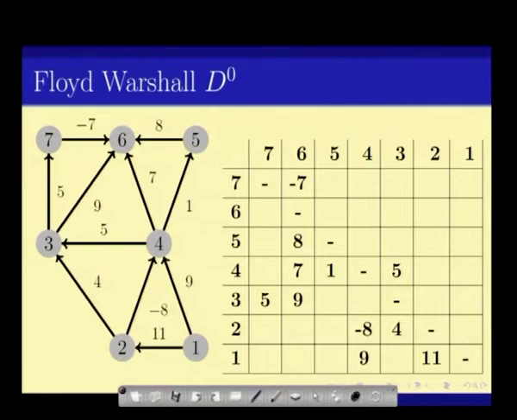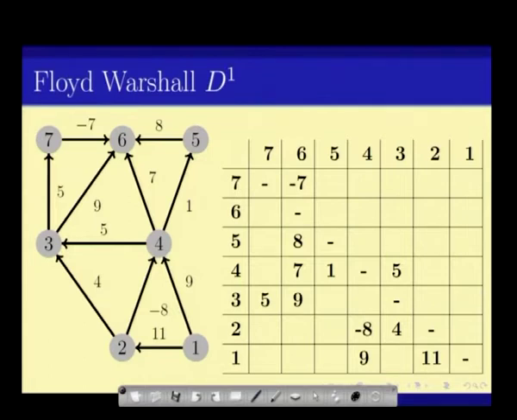Here D0, meaning I am not allowed to use any vertex. If I am not allowed to use any vertex in the intermediate stage, then how can I go from one vertex to another? The only way is if they are adjacent. In other words, I can go from 1 to 4 only if there is an edge from 1 to 4. So, 1 to 4 I can go by 9, 1 to 2 I can go by, and so on. Now, in the next stage, D1, I am allowed to use the first vertex. The first vertex is quite useless, nobody will be able to use it anyway, so it will also be the same.